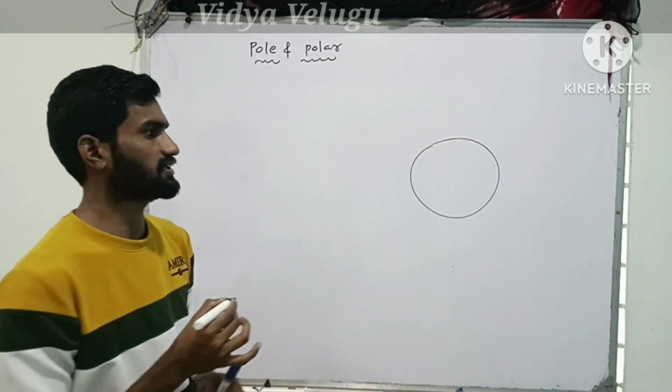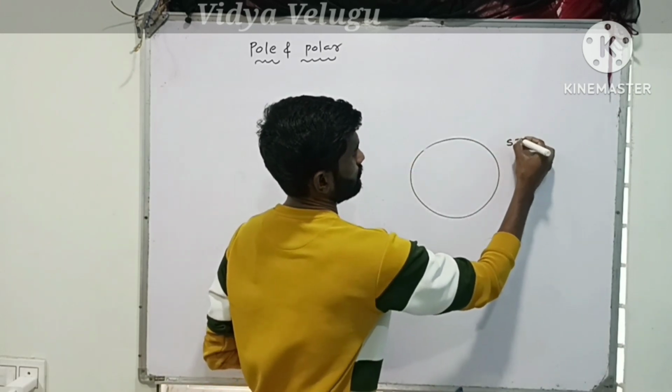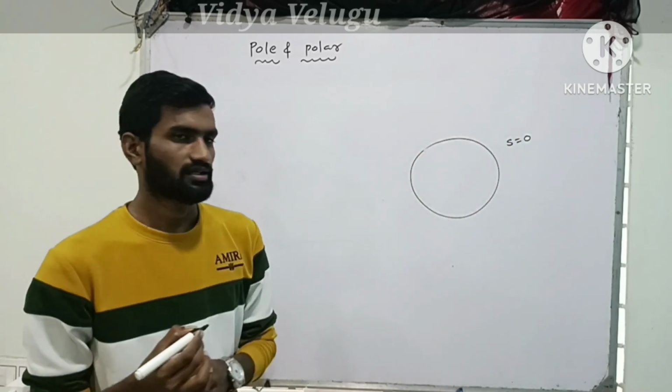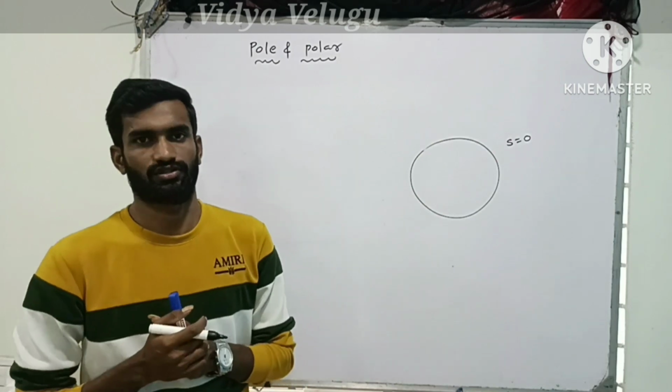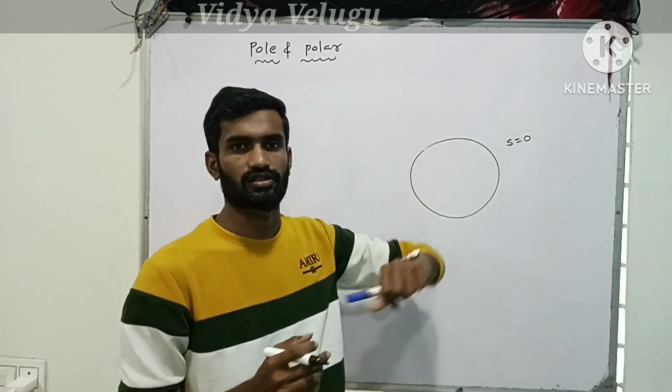So this is the circle of certain radius. And the circle is S is equals to 0. Let us take the circle S is equals to 0. We already know the notation for the circle is S is equals to 0 here.